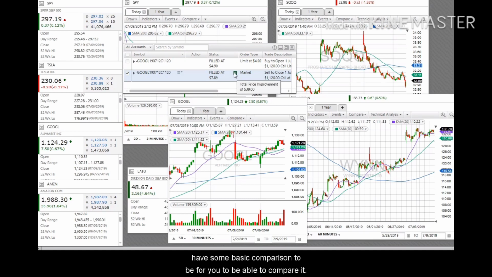You need to have some basis of comparison to be able to determine if a stock has reached the oversold category.